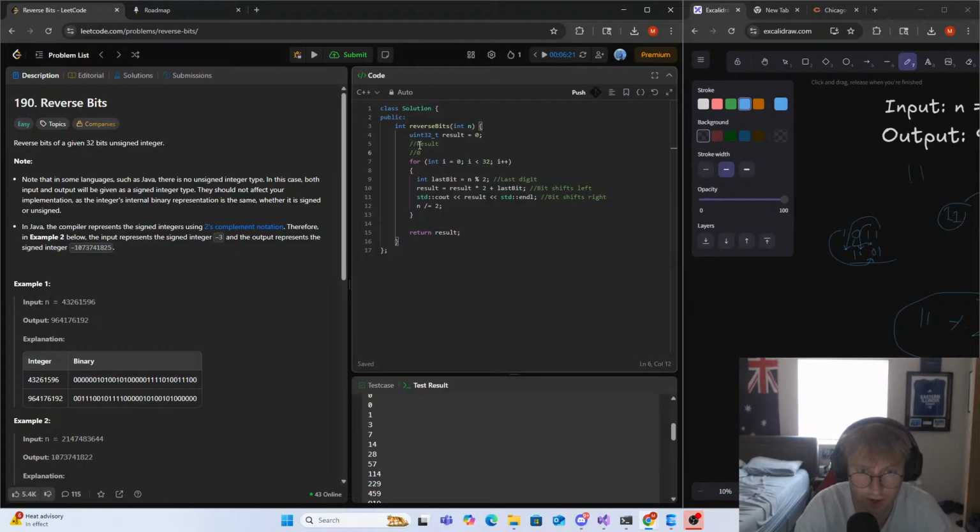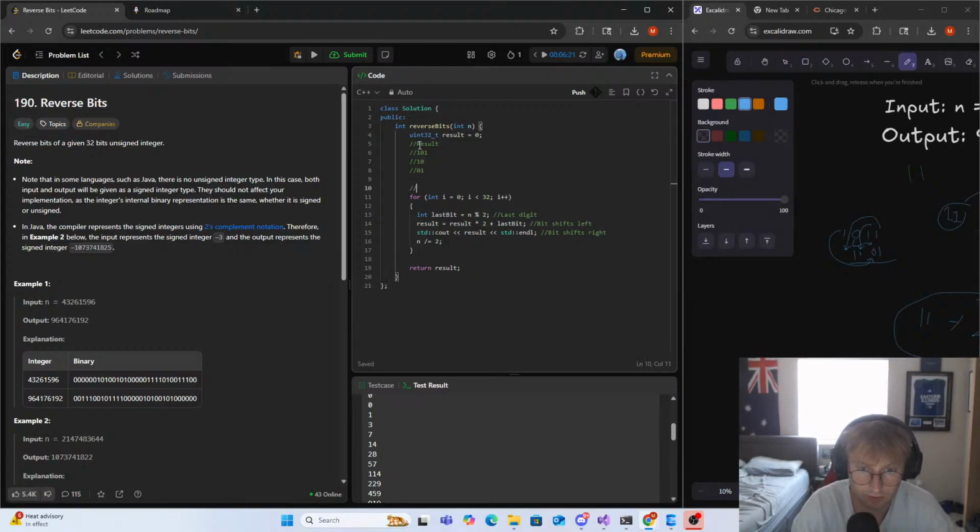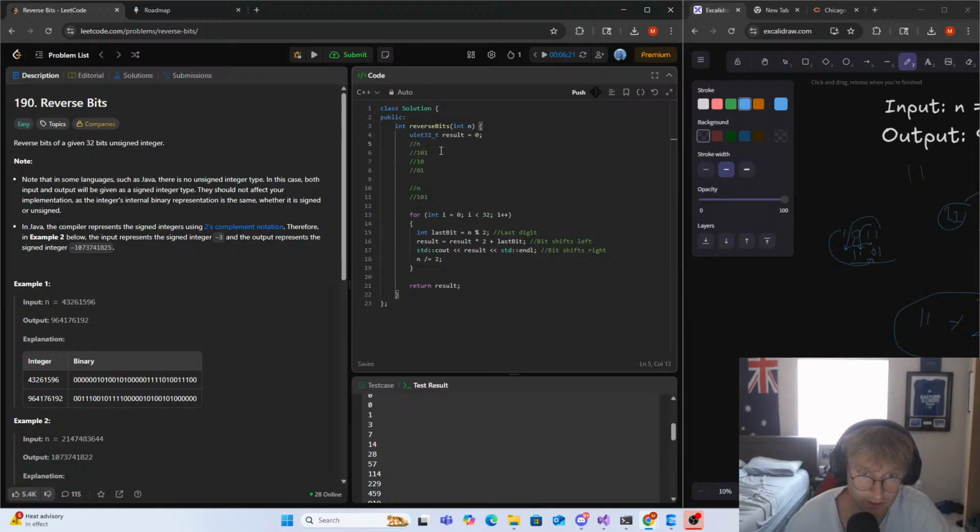So we start at 5, which is 101. We're bit shifting left every time, so then we're going 1, 0, and then 0, 1. But for our n, we're starting off at 1, 0, 1. Wait, sorry, no, this is our n, my bad. This is our n, where we are bit shifting right. And then this is our result, where our result is 0, so it's 0, 0, 0.